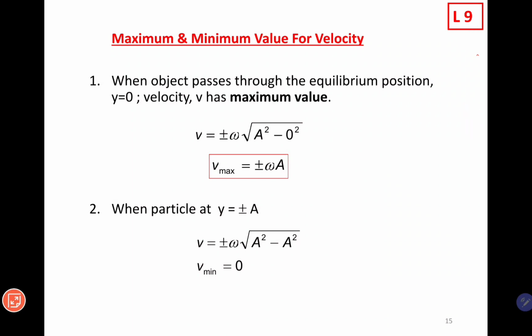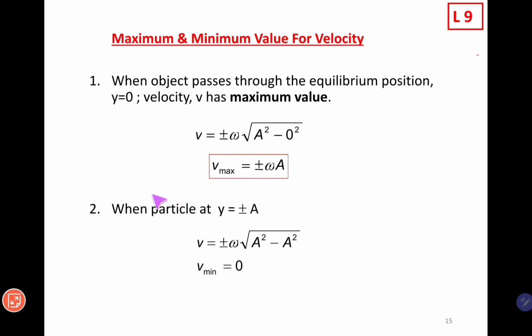Okay, so from the equation derived just now, we may prove that the velocity has maximum value at equilibrium, and the speed of velocity is 0 at amplitude. How is it? By using the equation before, which is v equal to plus minus omega square root of a squared minus y squared. At the equilibrium, y equal to 0, substitute into this equation. When y equal to 0, giving you v equal to plus minus omega a. So that one is maximum velocity.